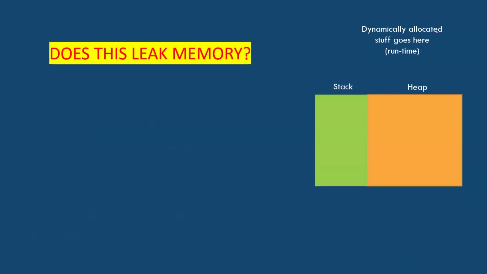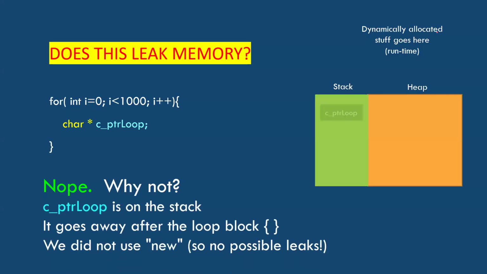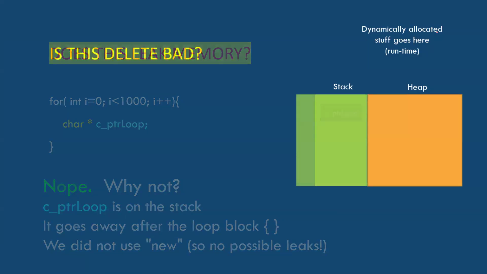Okay. Let's take a look at a couple other examples. Why would this thing be leaking memory, or does it leak memory? So there is a blue variable name. It's got a name. That's a big clue. There's no new word there. So that means we're not creating anything new on the heap. So there's no orange stuff. So really, we're not leaking any memory at all. We're just creating and getting rid of that cPtr loop on every loop iteration. So that's okay.